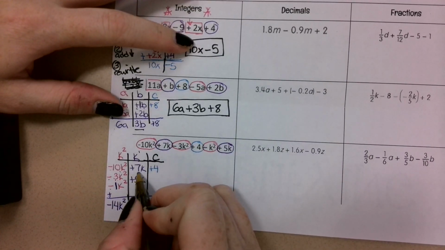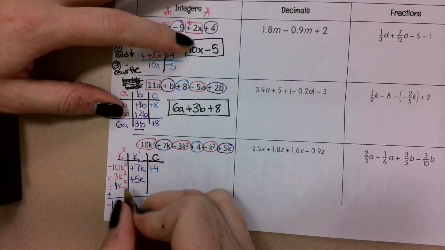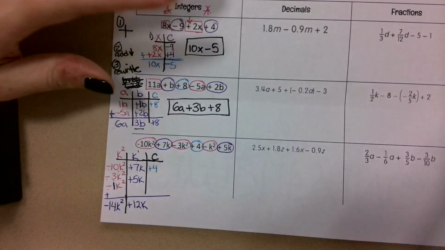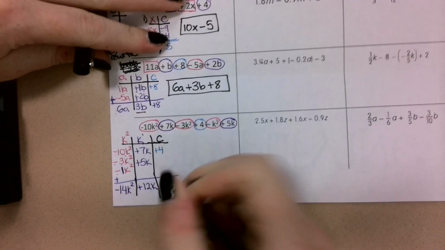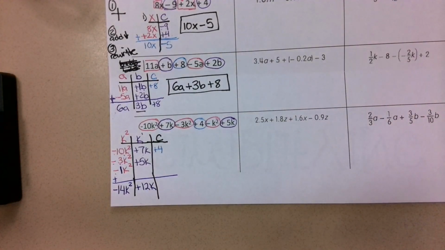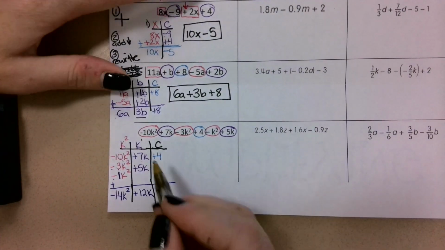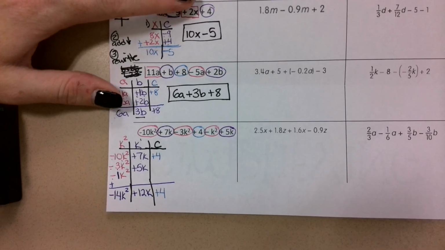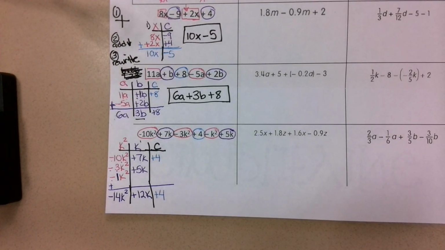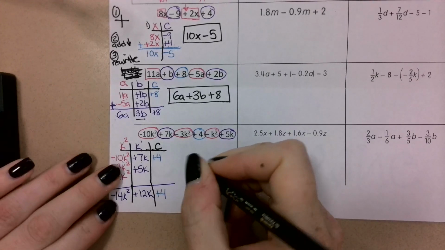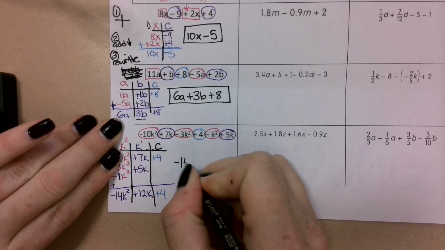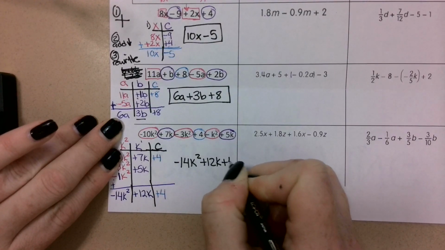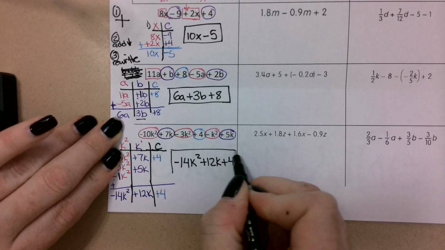Now I have negative 7k plus 5k gives me a positive 12k. And I didn't extend my t-chart down low enough, so I'll lower that. Sorry for the bell in the background, but we'll finish up. We only have one constant, so 4 plus nothing is a positive 4. And our final answer here is negative 14k squared plus 12k plus 4. Sorry about the announcements there.